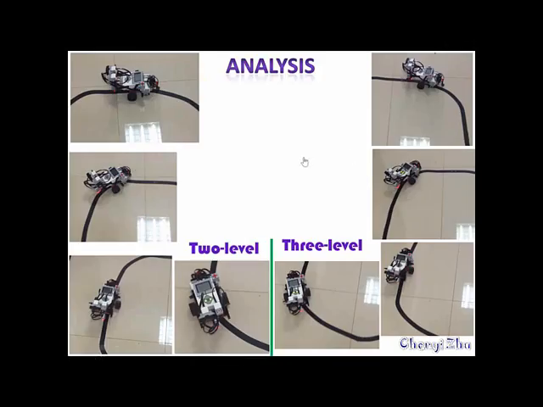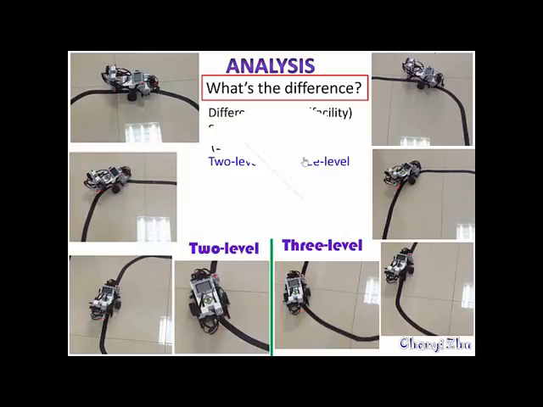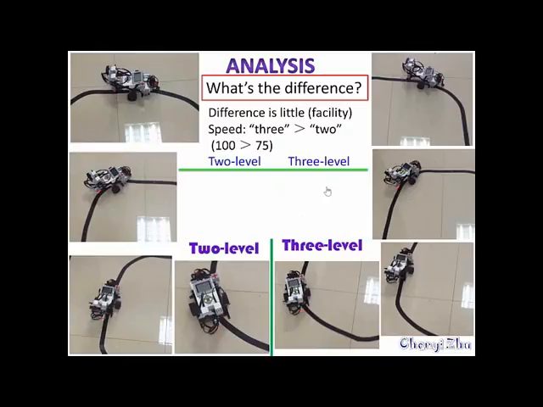These pictures are from the videos. So what's the difference? We admit that the difference is little, and we may need some facility to measure it. However, the speed of the 3 level robot is higher than that of the 2 level robot. Since it is difficult for a robot with higher speed to be steady, the 3 level is better.